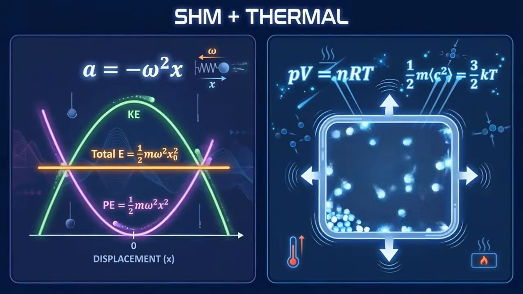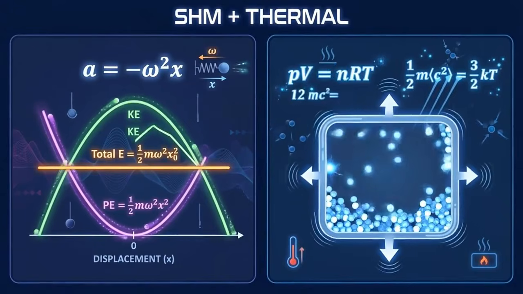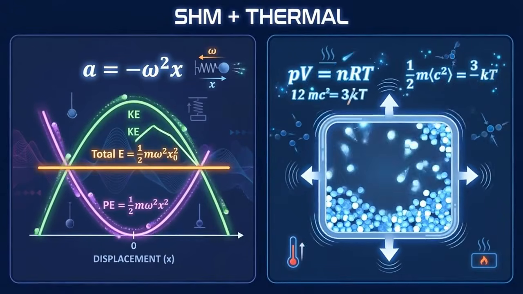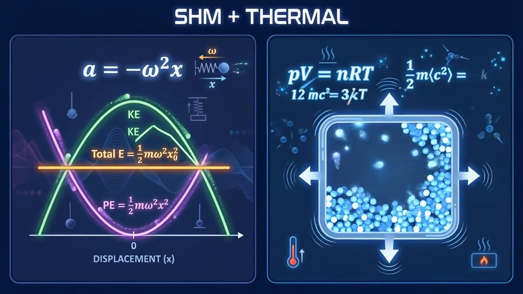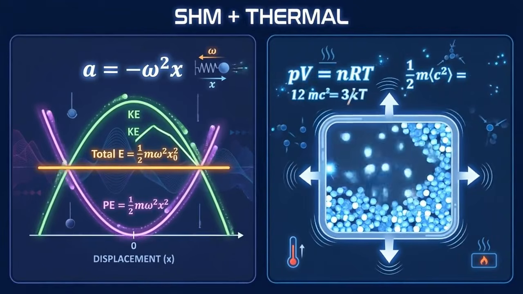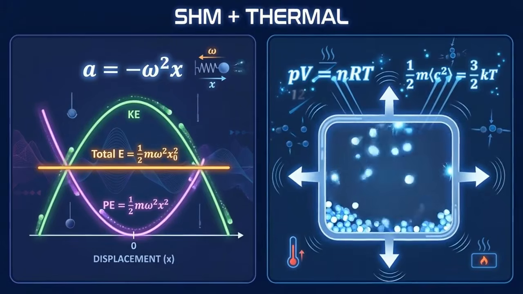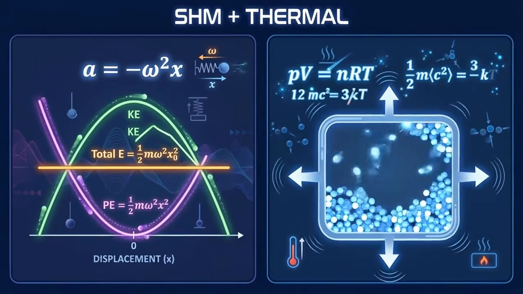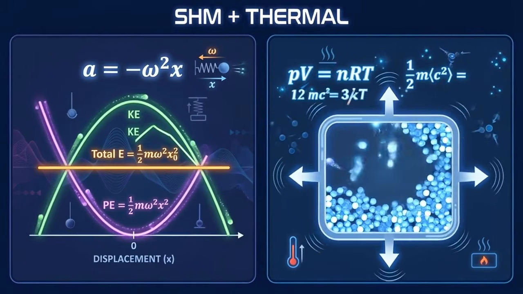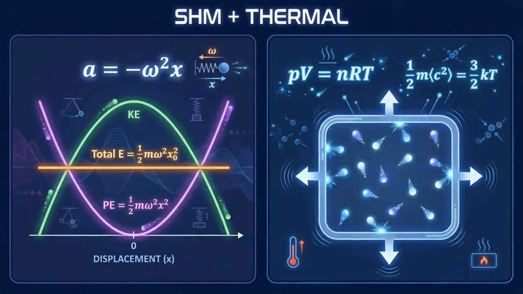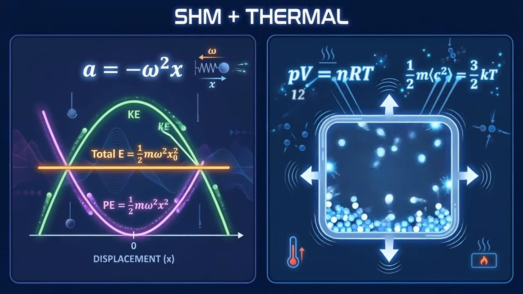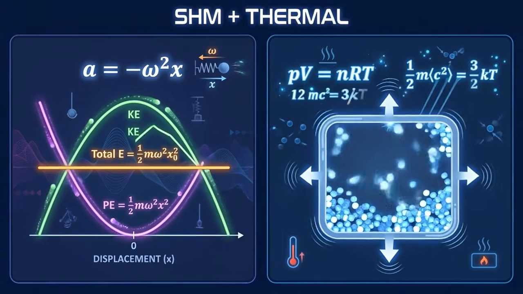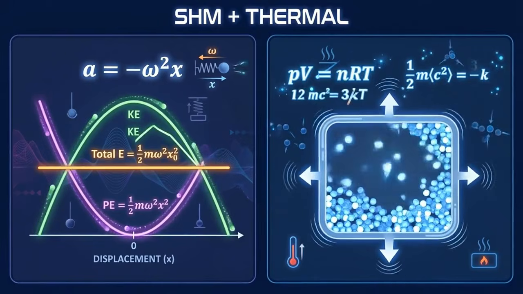2 more core topics that appear every year: simple harmonic motion and thermal physics. For SHM, the definition you must write from memory is acceleration equals negative omega squared times displacement. The negative sign tells you the acceleration always points back toward equilibrium. That is what makes it oscillatory. The maximum velocity is omega times amplitude. It occurs at the center where displacement is 0.